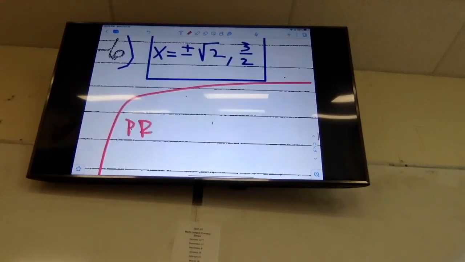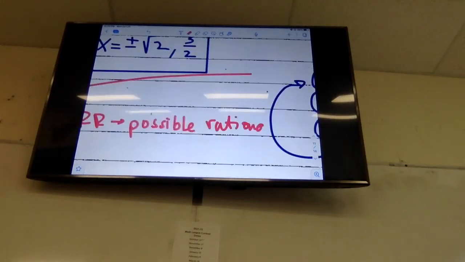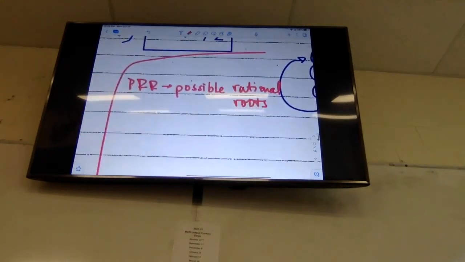PRRs means possible rational roots. It doesn't mean that they're all going to work. It means that they are all possible. Rational, remember, is a type of number that can be written as a fraction. So my possible rational roots are going to be plus or minus p divided by q.